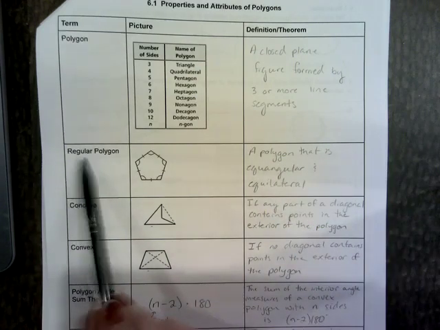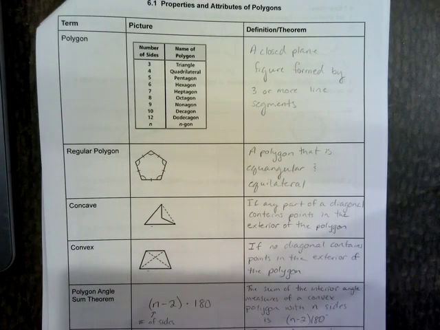The word regular in front of polygon just lets us know that all the sides and angles are congruent. Concave: a diagonal is a line connecting two vertices together that aren't right next to each other. So if I connect these and notice it's outside the shape, that's what we would call concave. If I do that in this figure, it's convex. Those diagonals are never outside of the polygon.